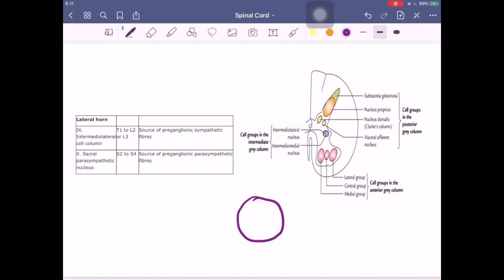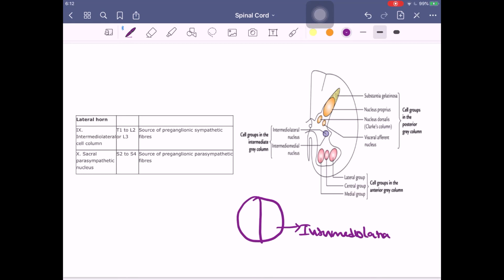Now you also have the lateral gray column or lateral horn, which is again divided, you can see, into a lateral part and a medial part. So this portion is on the inner side, and this portion is on the outer side. There is also an intermediate, so intermediomedial and intermediolateral.